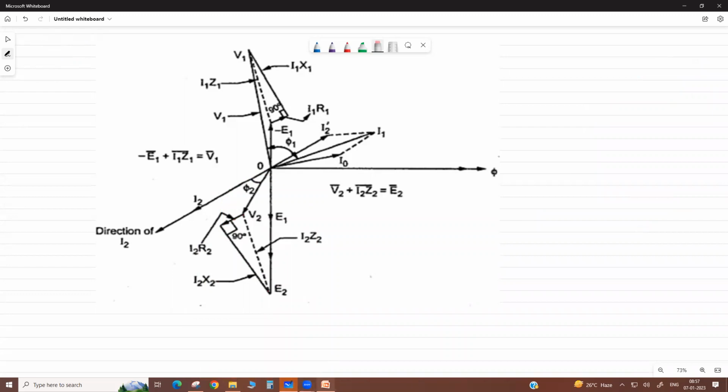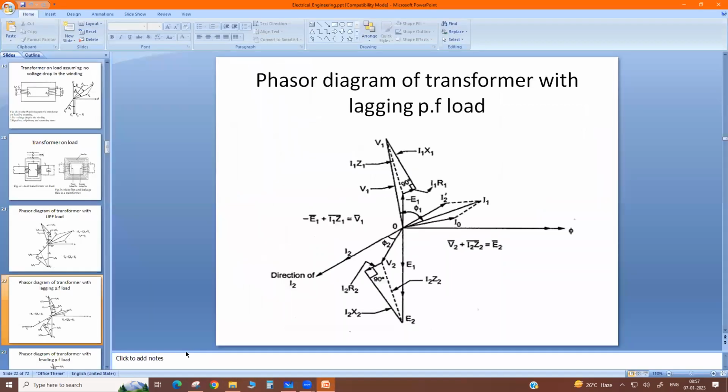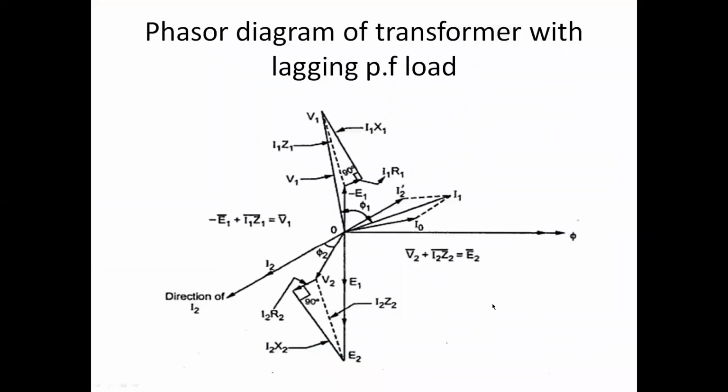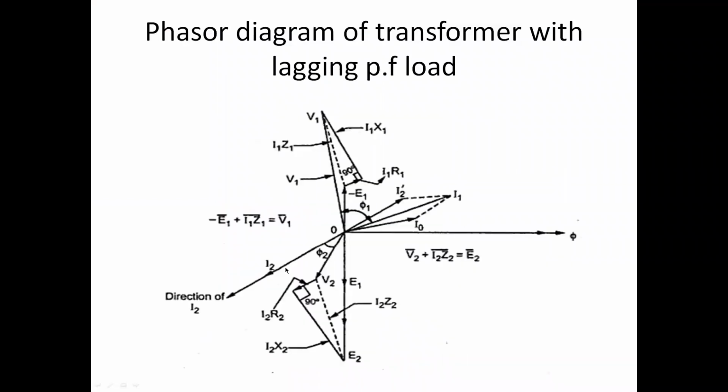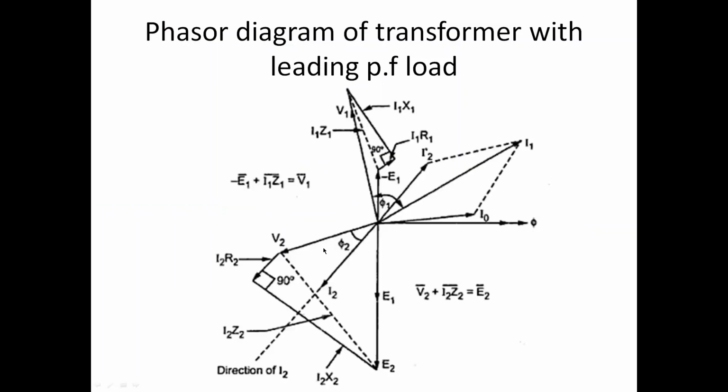Now come to the load on the transformer. It may be unity power factor, then the secondary voltage and current are in the same phase. But at lagging power factor, the current lags. In leading power factor, see V2 is here, I2 leads the voltage.